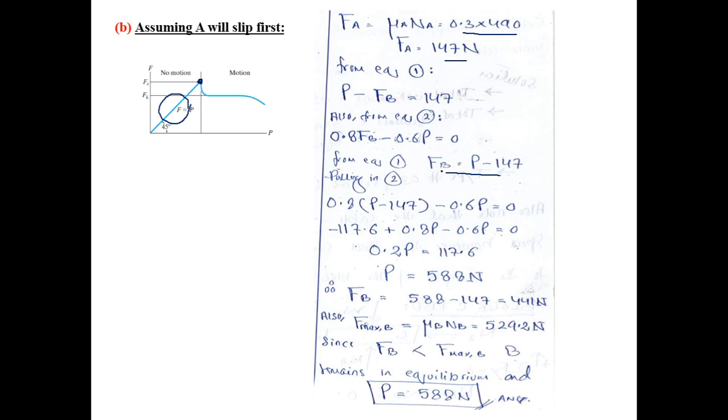and we put this value of Fb in equation 2, 0.8 Fb minus 0.6 P. So the entire equation will appear in terms of P, and from this equation you can find the value of P to be 588 Newton. So we have to prove.